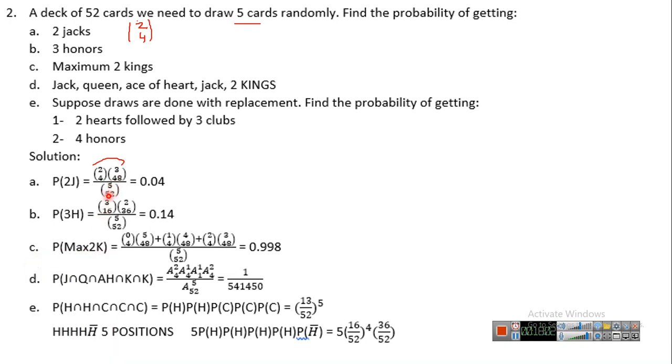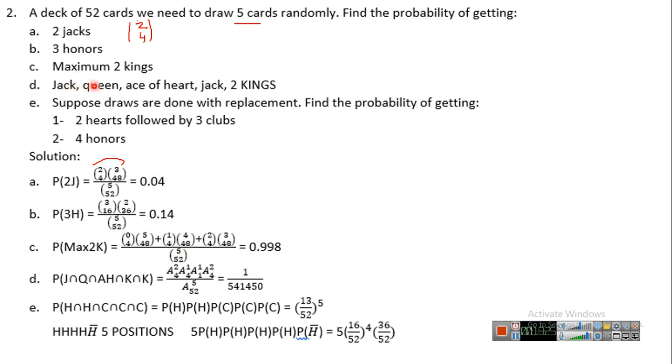I want to pick 5 out of 52. I want 3 honors, so 3 out of 16, and 2 cards not honors, 2 out of 36, like we did in combination, over 5 out of 52. Maximum 2 kings: either you may have 0 king and 5 not kings, or 1 king, 4 not kings, or 2 kings, 3 not kings, over total. So as we did before, but I'm adding probability over total.